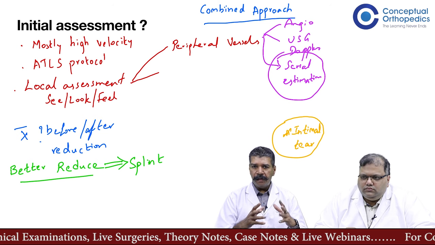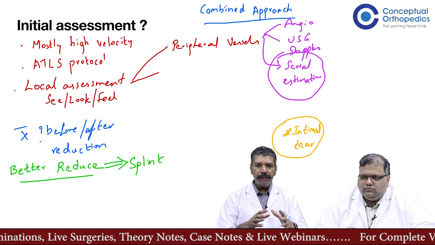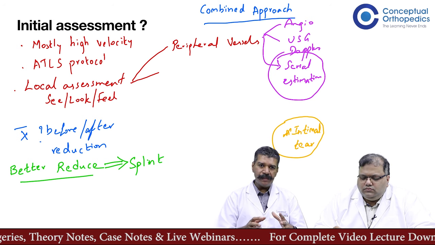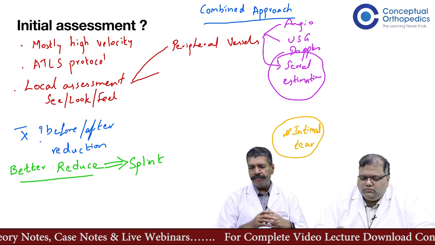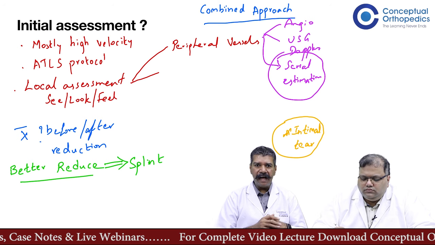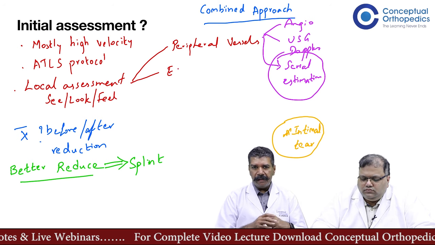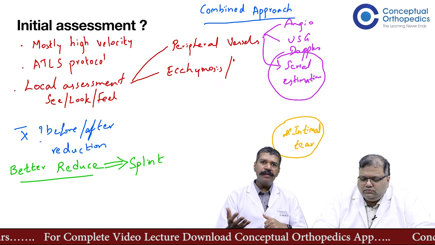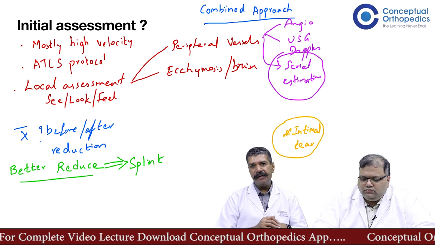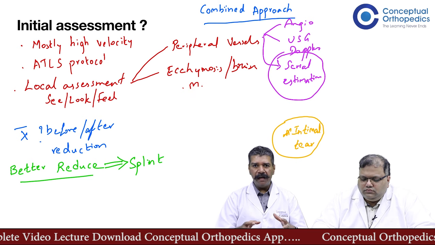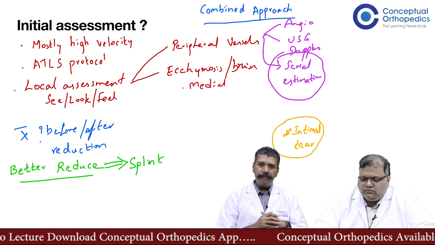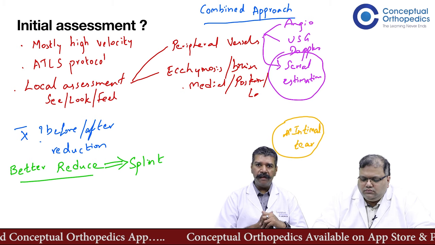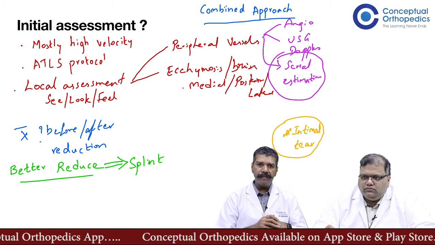So in the local examination, one thing to look for in the inspection is the pattern of ecchymosis, or the pattern of bruises. This may be a little difficult in a dark-skinned person, but the pattern of bruises might point you to the location of injury. If the bruise is located on the medial side, for example, you can suspect a medial capsular complex injury. Posteriorly located ecchymosis is more or less pathognomonic of a PCL injury and a posterior capsule injury.